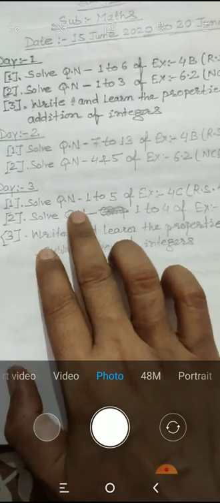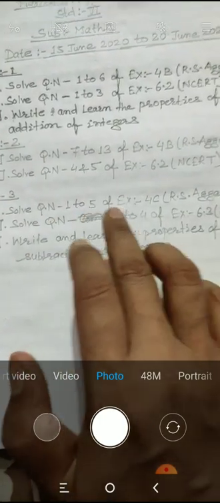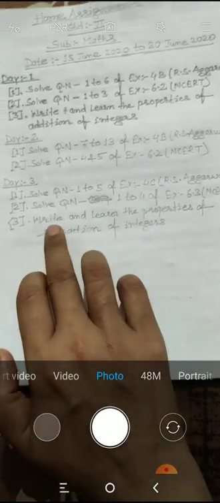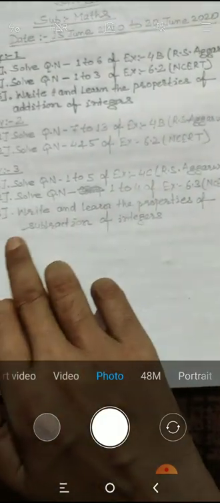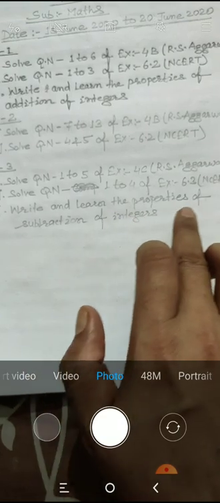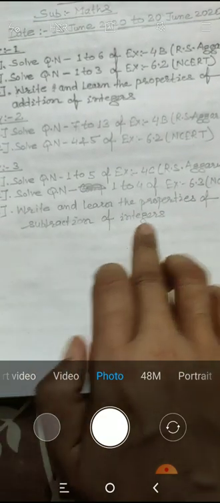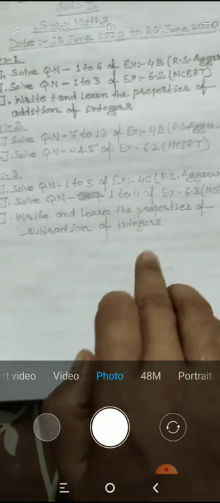Now, today's homework. What is today's homework? Solve questions 1 to 5 of exercise 4C of the R.S. Aggarwal book. The second homework is to solve questions 1 to 4 of exercise 6.3 of the NCERT book. And the third homework is to write and learn the properties of subtraction of integers. This is all for today.